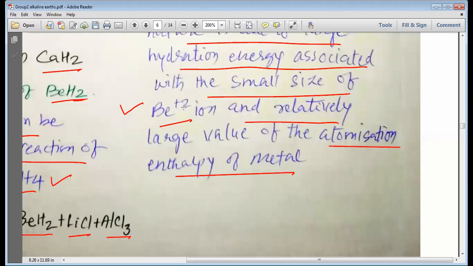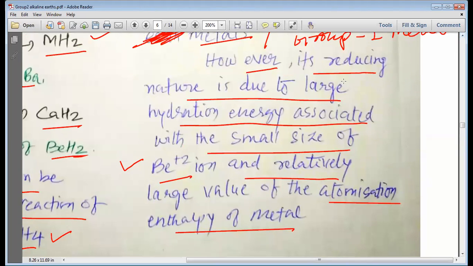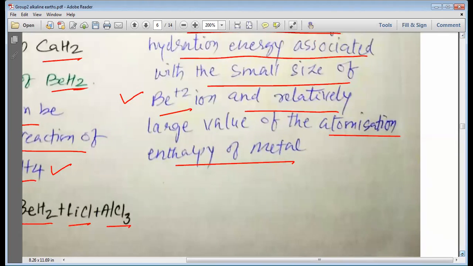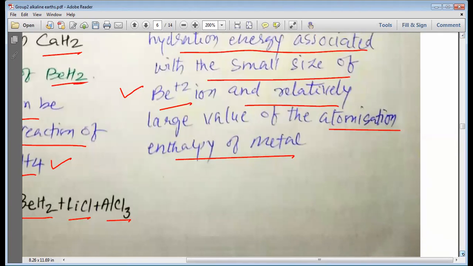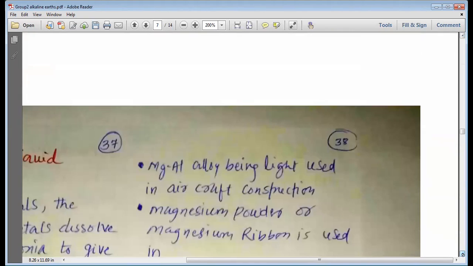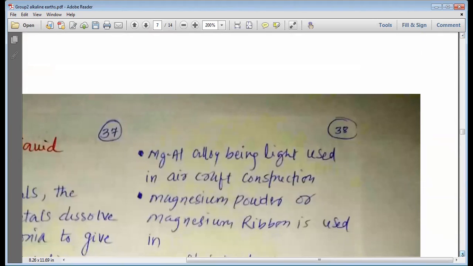Be+2 is the most reducing in nature, and this reducing nature is majorly due to the small size of Be+2 and its charge to size ratio, or you can say the charge density, and at the same time the large value of the energy of atomization that can be easily overcome by the value which is known as the hydration enthalpy.